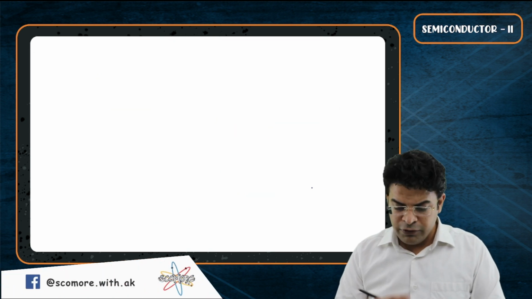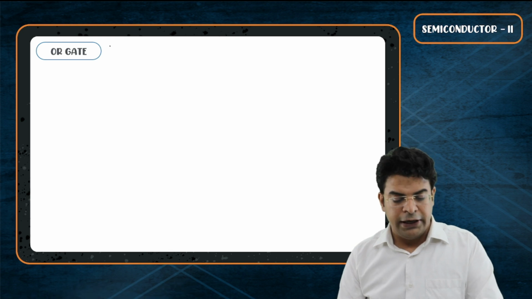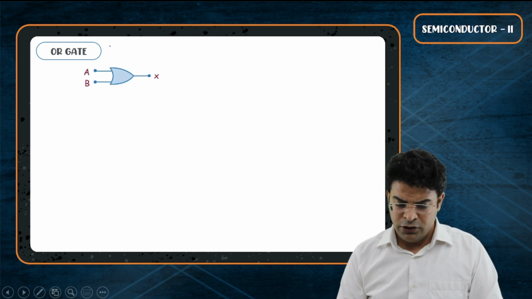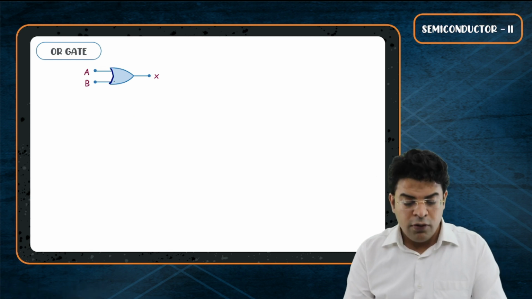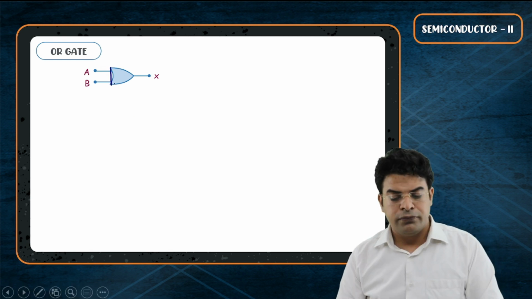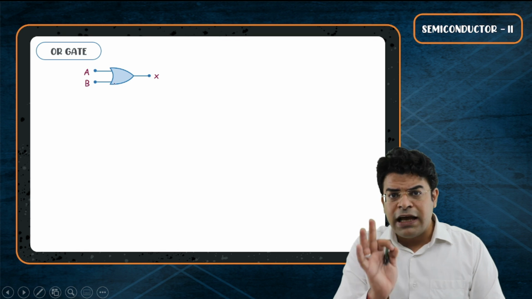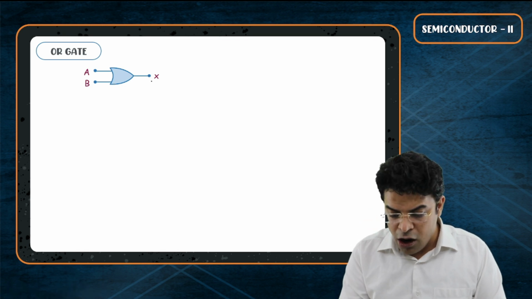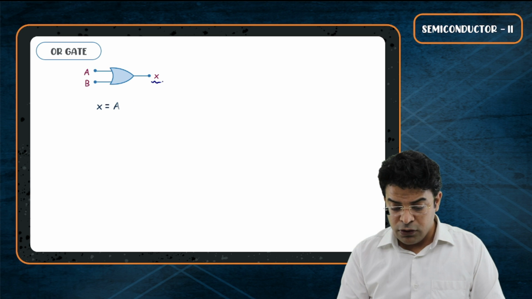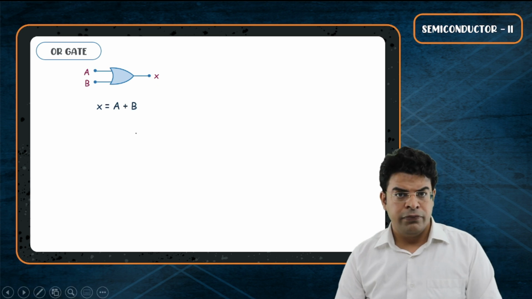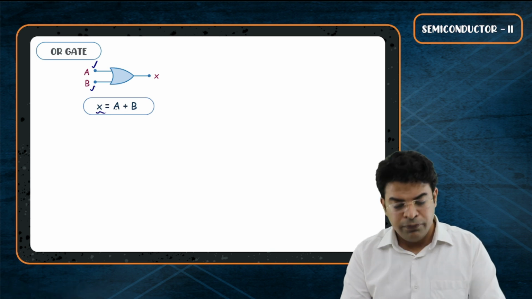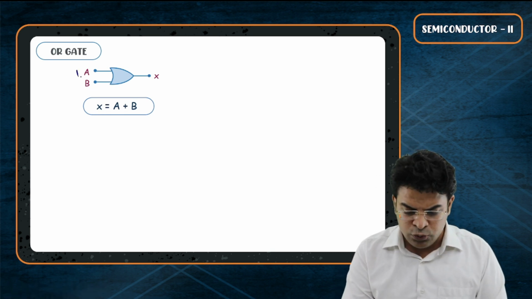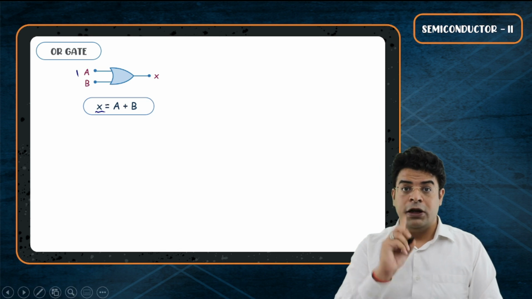Now bachcho, moving on to the next logic gate, that is OR gate. The symbol of OR gate looks like this. There is a curved part here. For AND gate, it's flat. The Boolean expression for OR gate is that output X equals A plus B. So if A is 0, B is 0, then X is 0. And if any one of them is 1, then the output has to be 1.